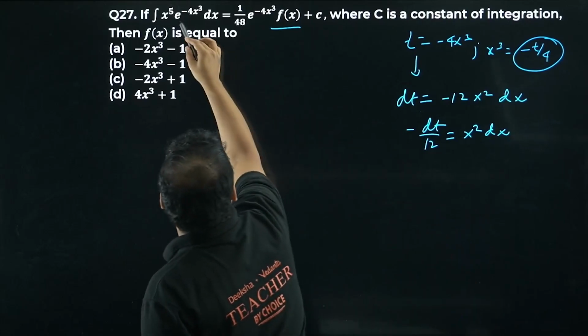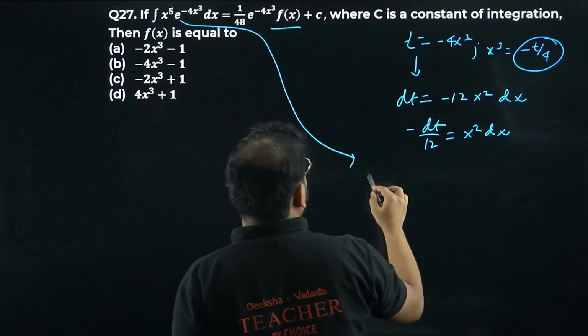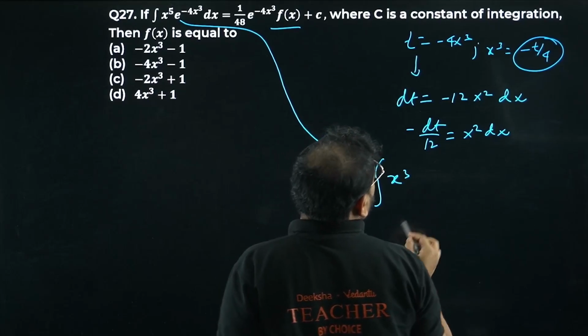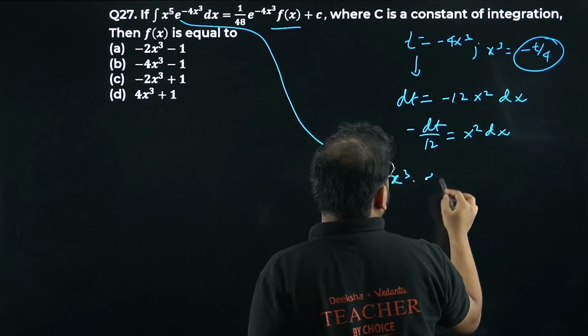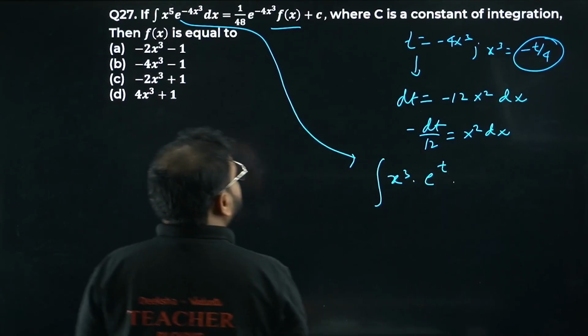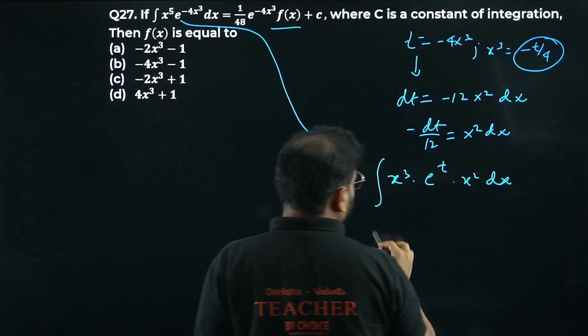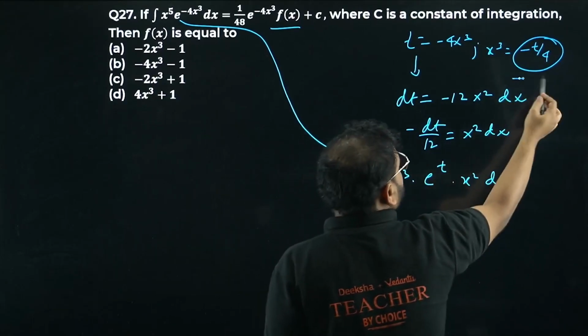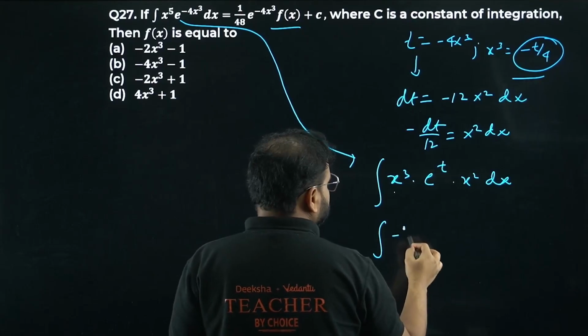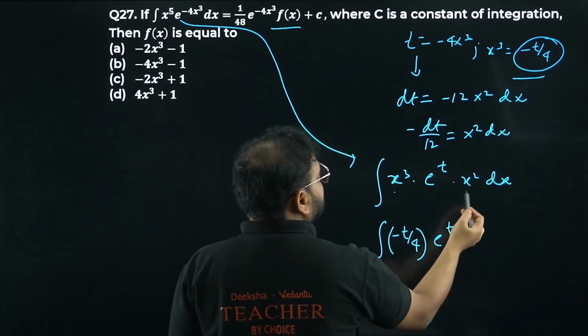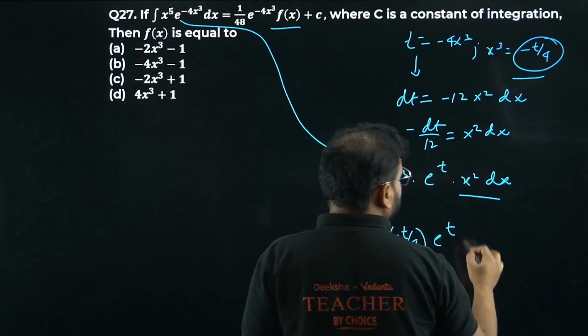Check the integration now. What we have: integral, write x power 5 as simply x cube and e power t, okay, x cube, and write x square dx together. Please check now. x cube is given as minus t by 4. I have taken this out. So minus t by 4, e power t as it is. x square dx is how much, sir? Minus dt by 12.